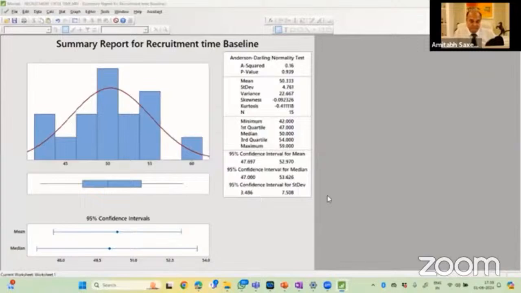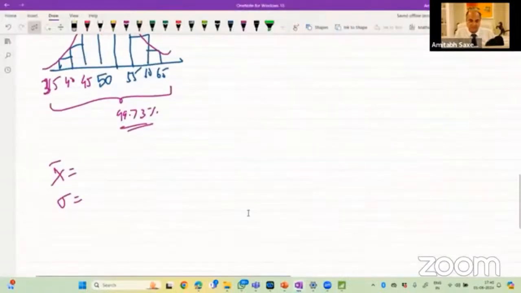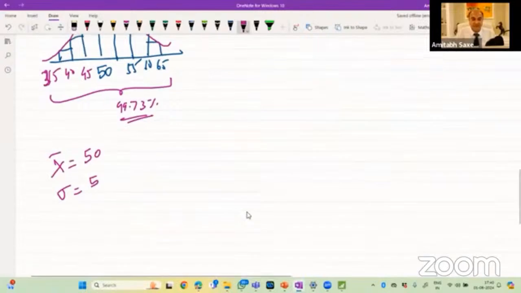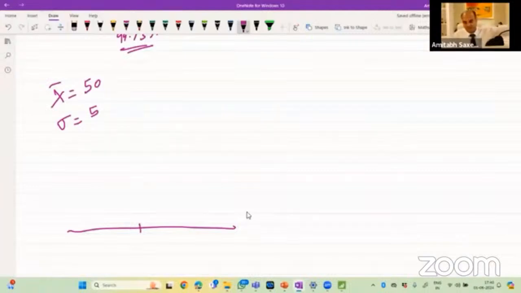Okay, now, I have got an average, I have got a standard deviation. Now, what to do with this? Again, going back to Mr. Gauss, he found, let's say here it was 50 days and standard deviation of 5 days. Mr. Gauss found that all the processes, now it is a theorem. Theorem means it is applicable to all the processes.